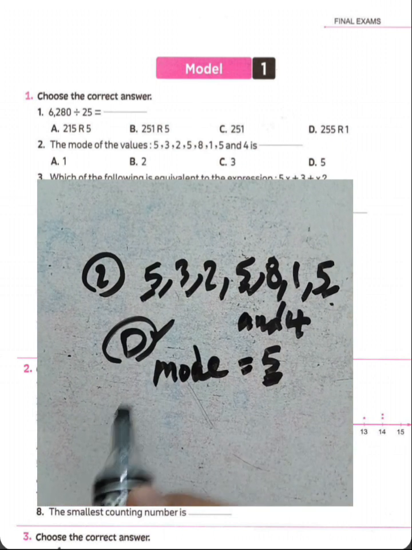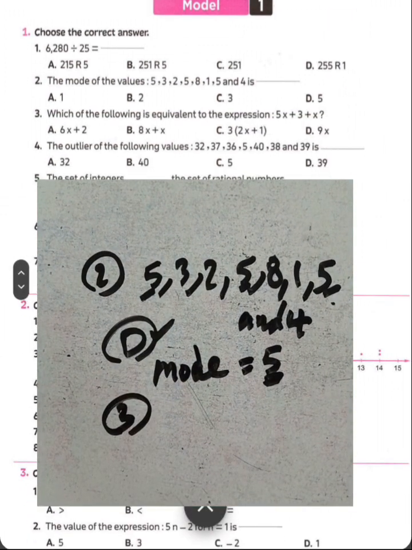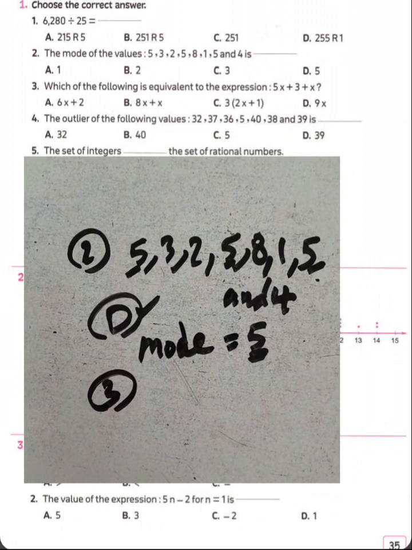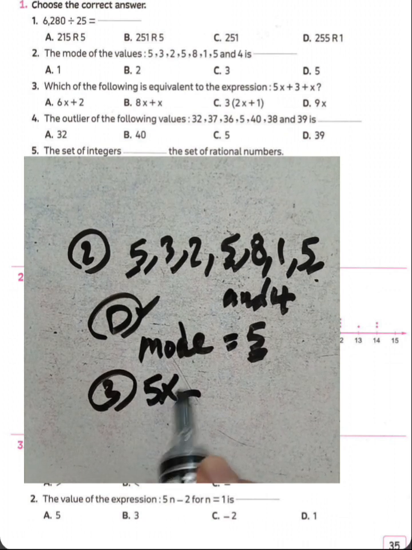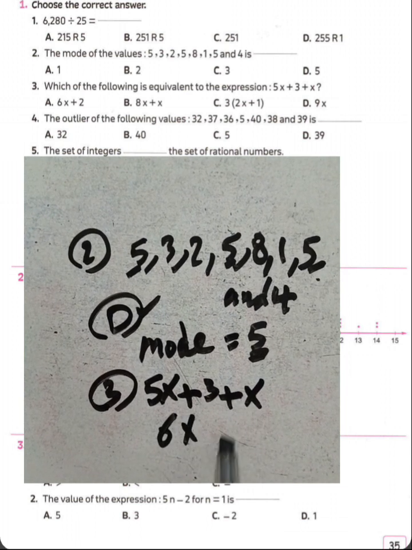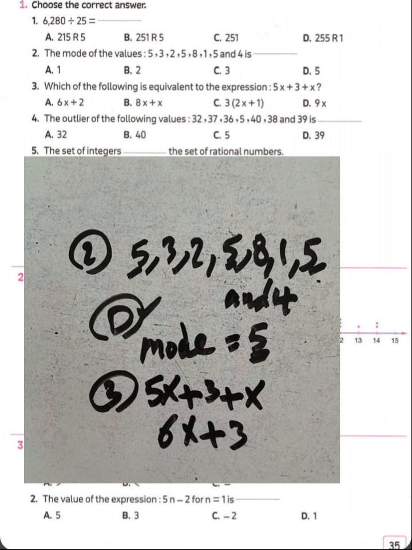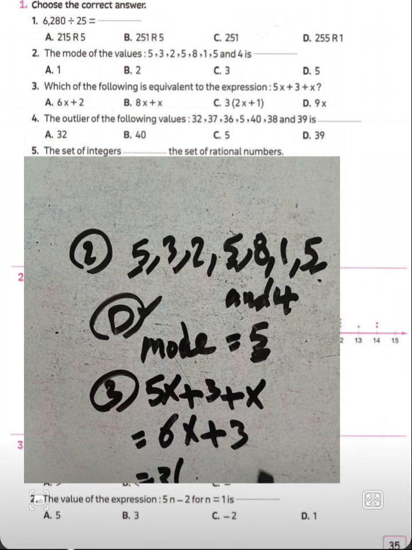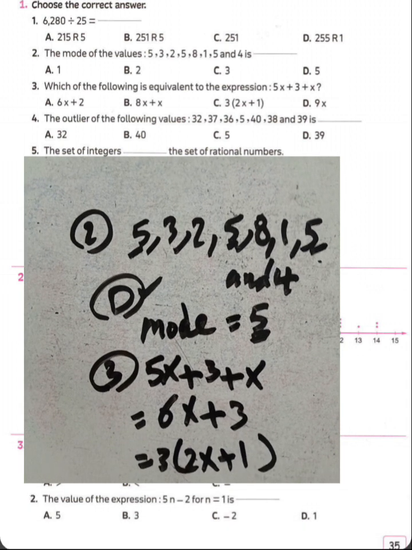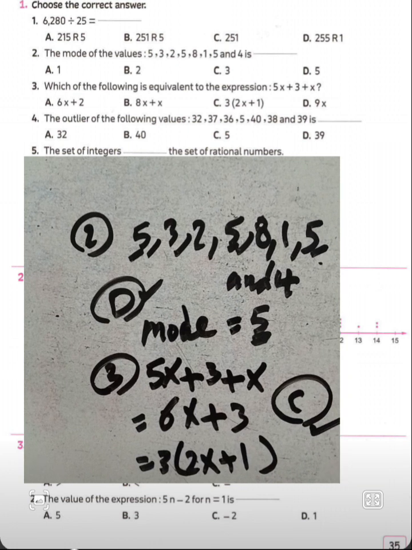Question number 3. Which of the following is equivalent to the expression 5x plus 3 plus x? We can simplify this expression. We can add 5x plus x equals 6x. Then the result will be 6x plus 3. Then you can write 3 outside as a common factor between the two terms. 6x divided by 3 equals 2x, and 3 divided by 3 equals 1. Then the result here will be 3 times (2x plus 1). Okay, choose letter C.